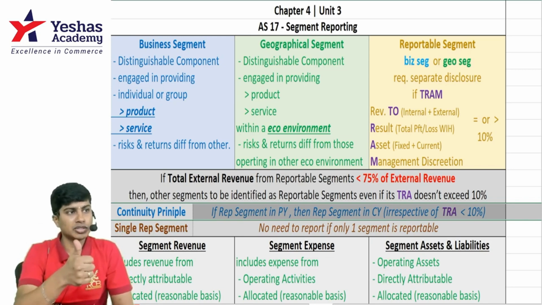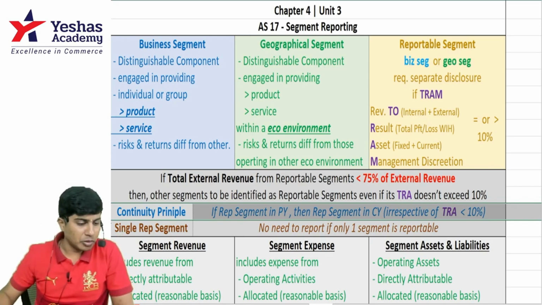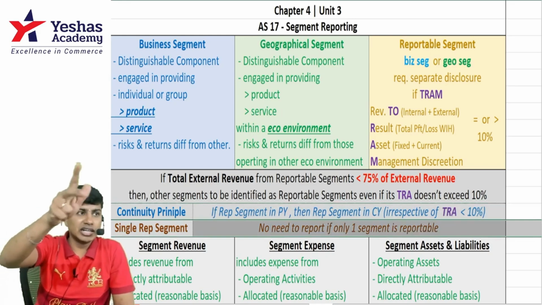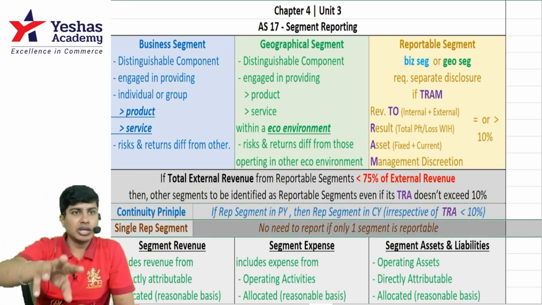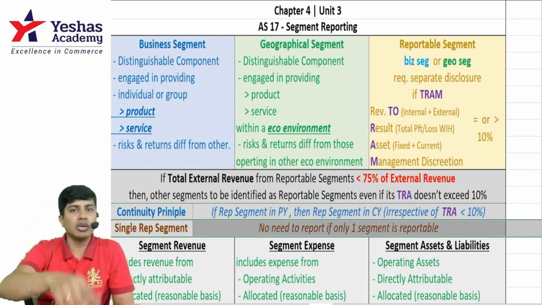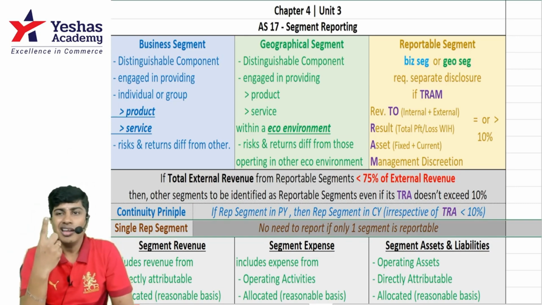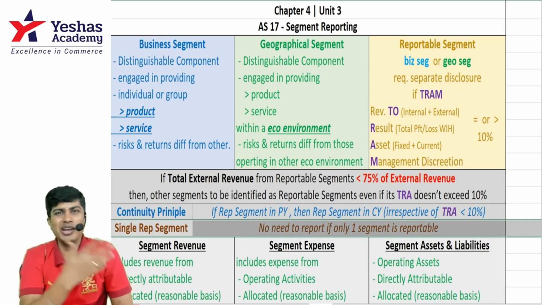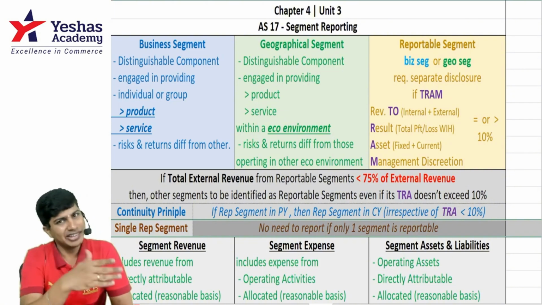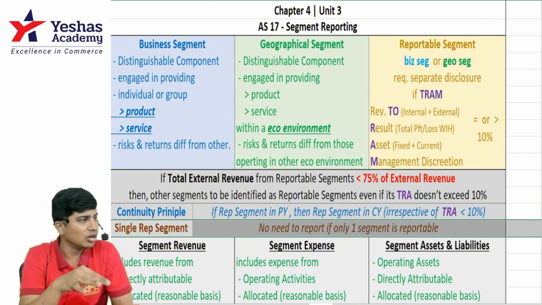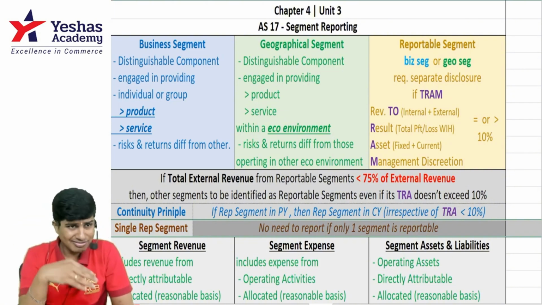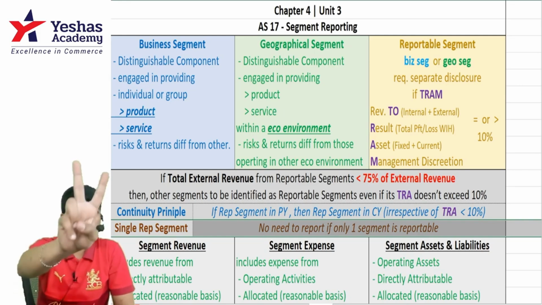I hope everyone understood. Then comes single segment reporting. Applying turnover, result, asset, external revenue condition, continuity principle, everything, only one segment is reportable. If only one segment is reportable, why do segment reporting? Scrap it. That entity means that segment. That's it. Ignore. So to do segment reporting, you need minimum two segments.